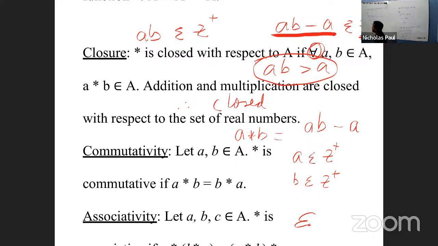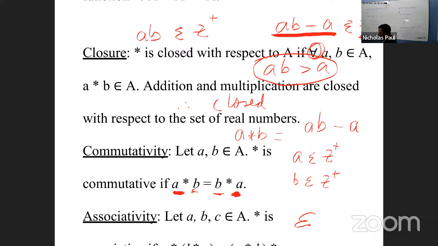Right, last two rules, commutative. Commutative simply means that A star B is the same as B star A. If A is, then you'll get 0, which is still a positive. Right? 0 will fall in positive or negative. Are you okay with that?